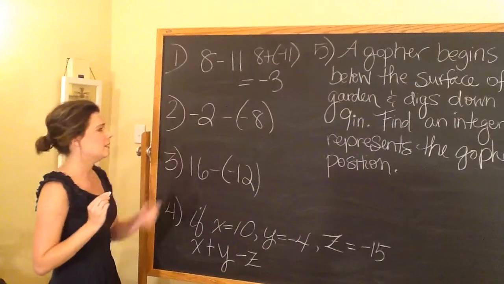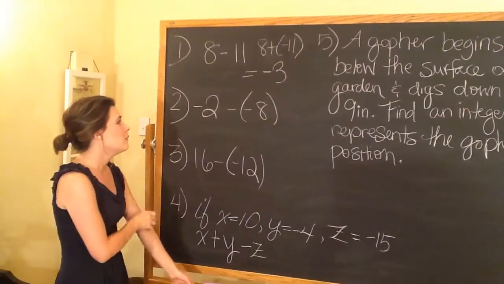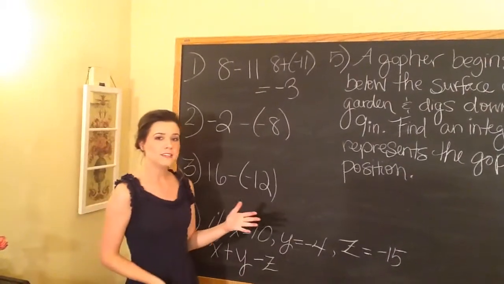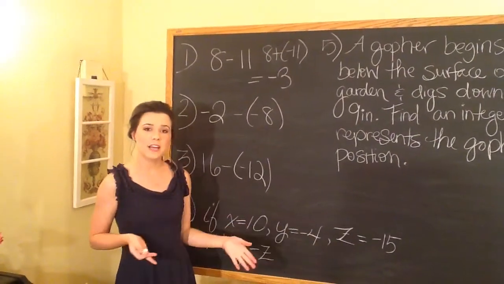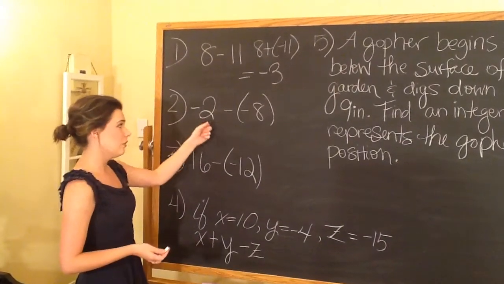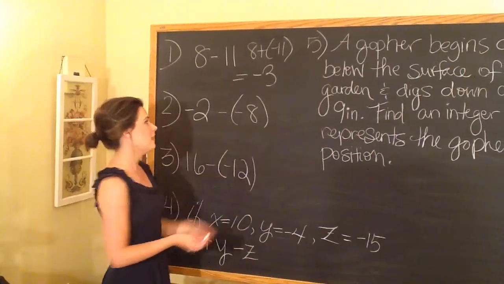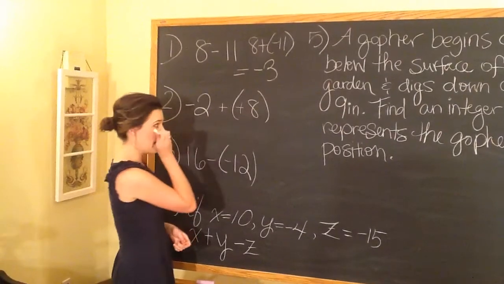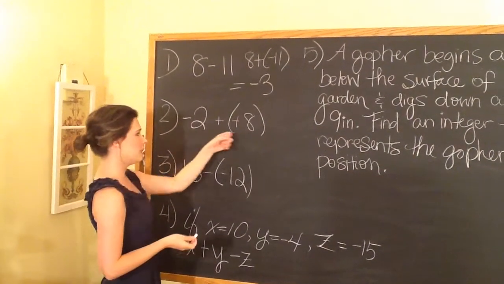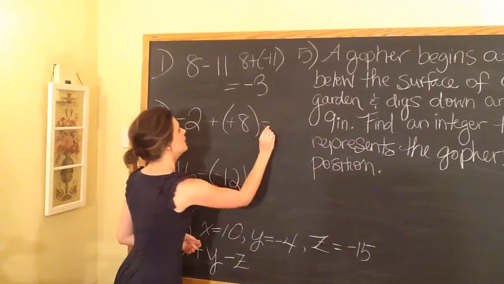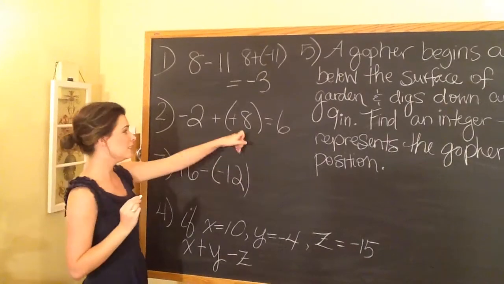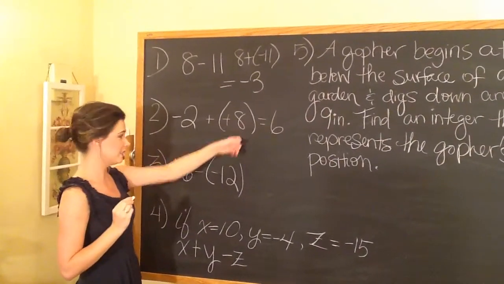Alright, let's go ahead and look at number 2. This is the one where we are subtracting a negative number. If you remember what we just talked about, if you're subtracting a negative number, it's almost like adding. So if we do -2 minus -8, we can change this to an adding, a positive sign, and we can do -2 plus 8, which will give us 6. And we know that our answer is positive because our biggest number is positive.